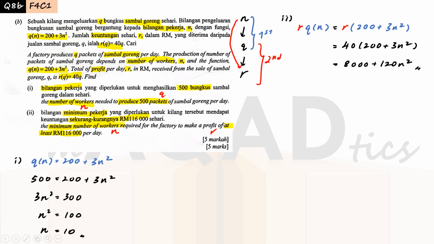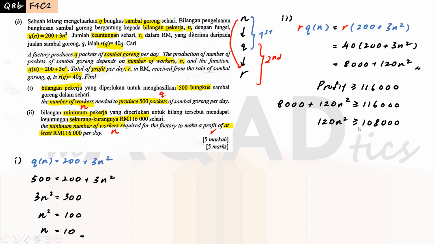So back to the question here, it says profit at least 116k per day. So what I can do is, for this part, just substitute here. Right? Then I simplify to get the value of n. So once we reach here, we need to move the square to the other side. So once I move, there will be a square root here, and at the same time there will be plus and minus. Okay, so this means we have two answers.